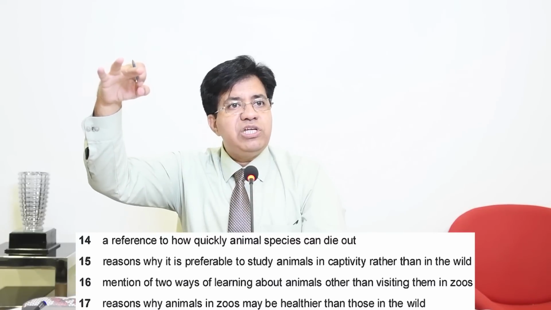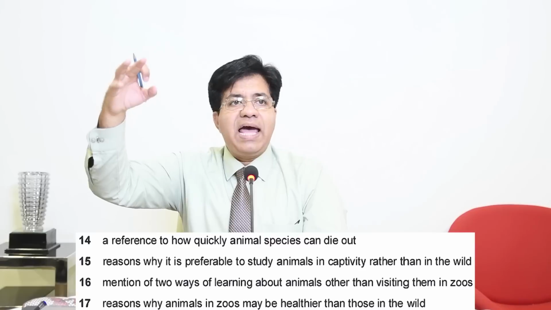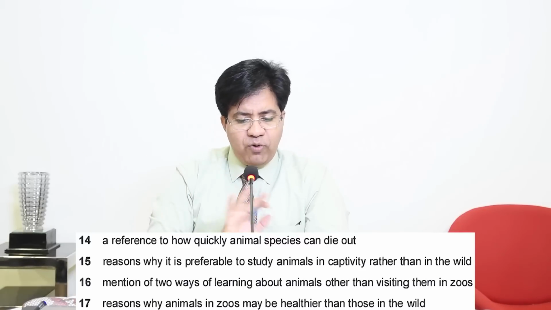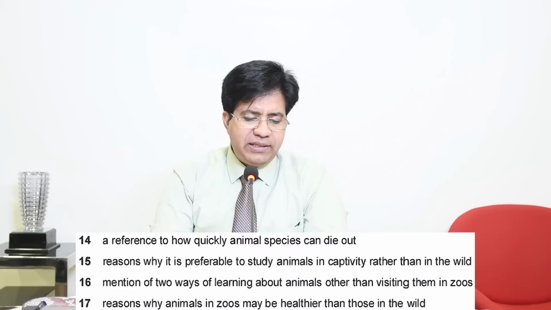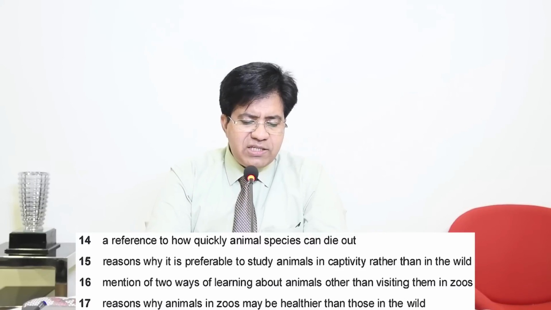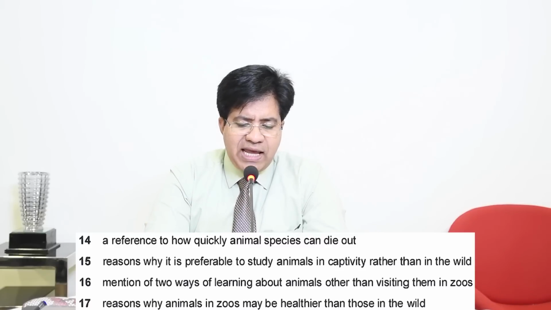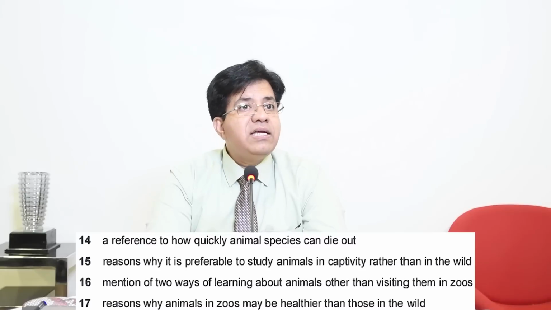How quickly. They will talk about speed. Animal species can die out in 1000 years. Die out means like the dinosaurs have died out, to become extinct. Okay, so just focus, die out, extinct and all that. Question number 15, reasons why it is preferable to study animals in captivity. Reasons, and for reasons they will say first of all, secondly.